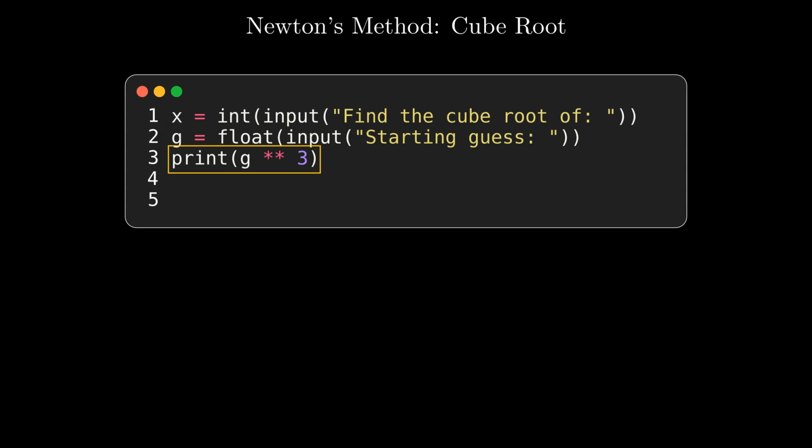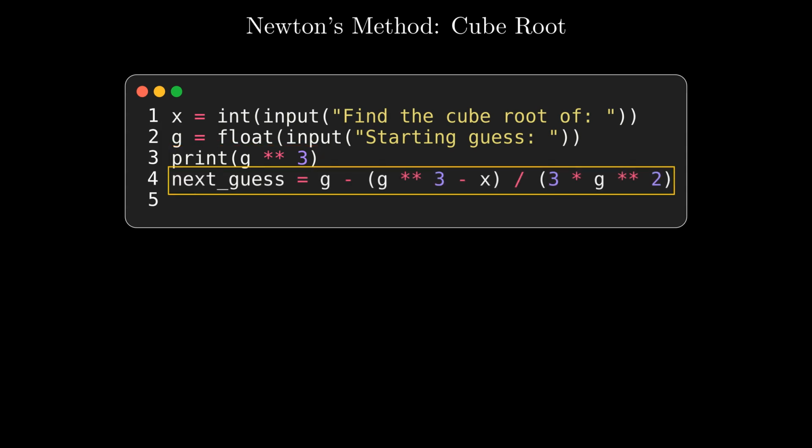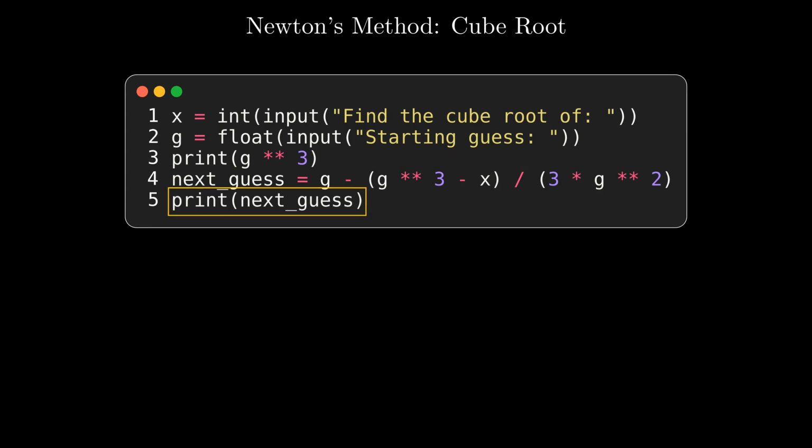We print the current estimate cubed, which is g to the power of 3. Then next guess is set to g minus the quantity g cubed minus x, divided by 3 times g squared. Finally, we print the next guess to try.